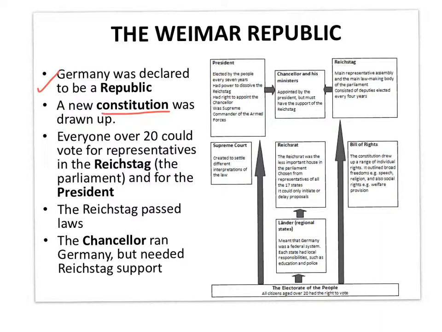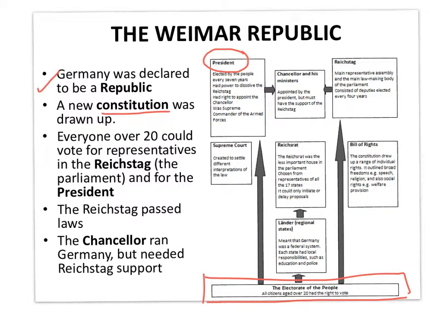Well, first of all, instead of having an emperor whose power was based on birth at the top of the pyramid, you now have a president. Now, the president was elected. If you look at the bottom of the pyramid here, there are the people. All citizens aged over 20 have the right to vote, and that actually included women as well.